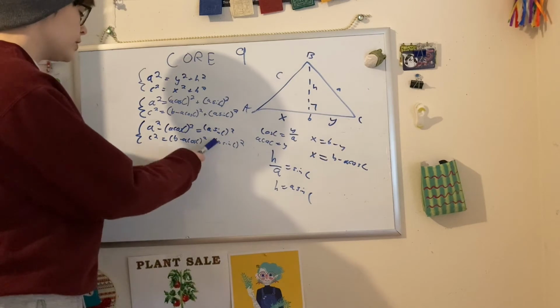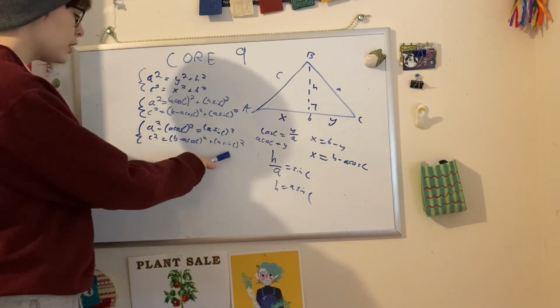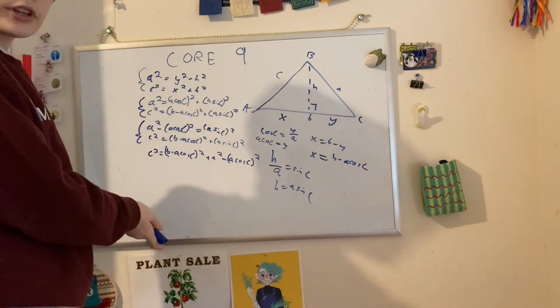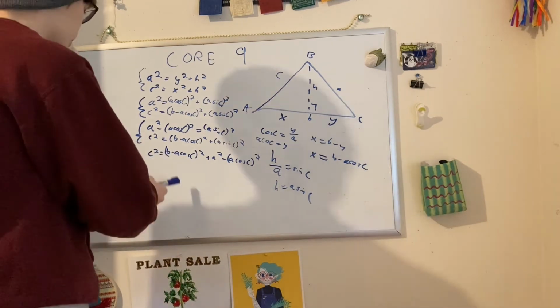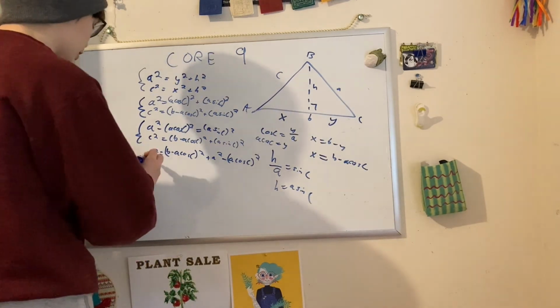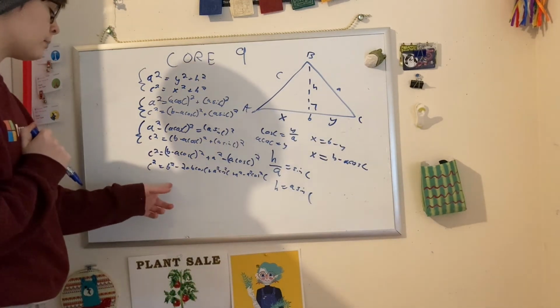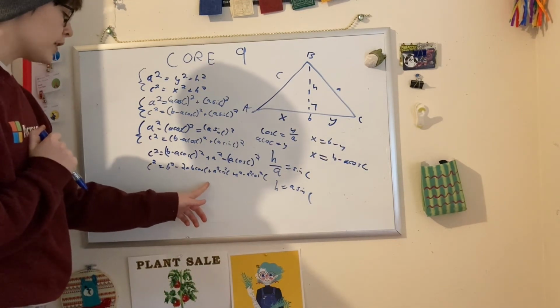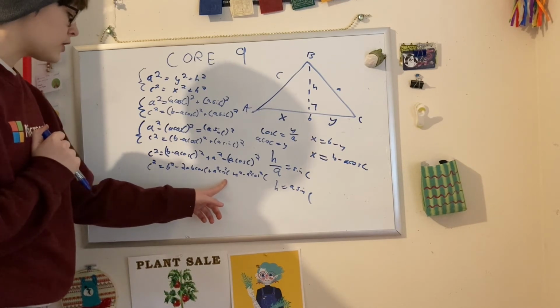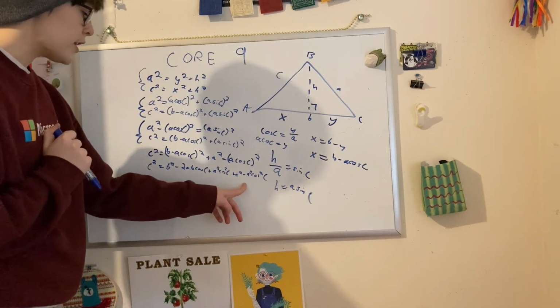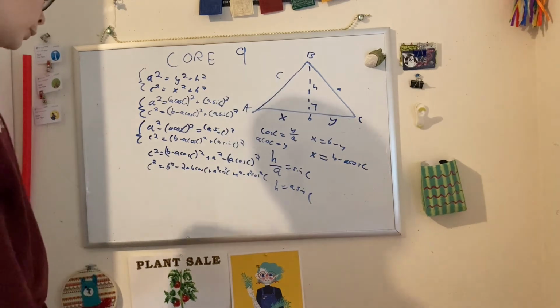Alright, so now I'm going to substitute this expression right here into this equation. And now I'm just going to distribute these binomials into quadratics so that they are easier to work with. Now that's a little bit messy, but here we have c squared equals b squared minus 2ab cosine c plus a squared cosine squared c plus a squared minus a squared cosine squared c. Whew. We can simplify this.